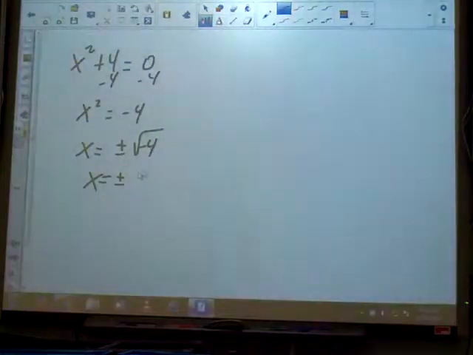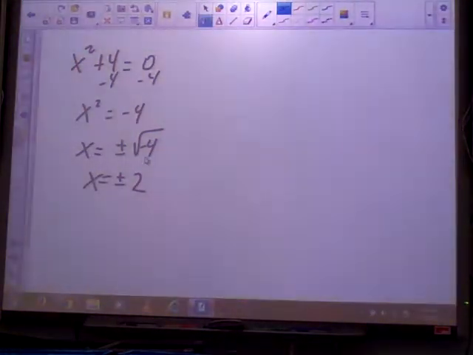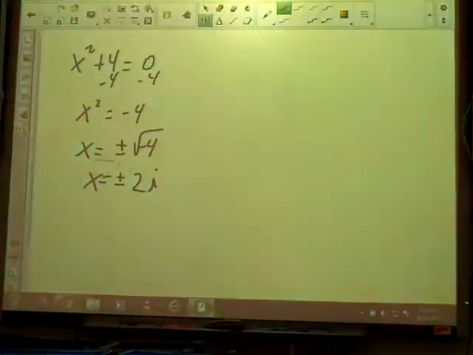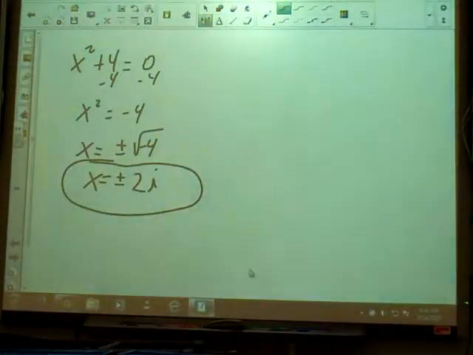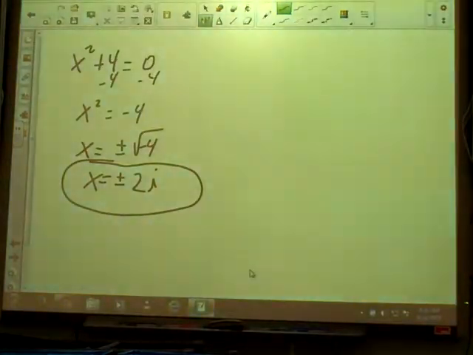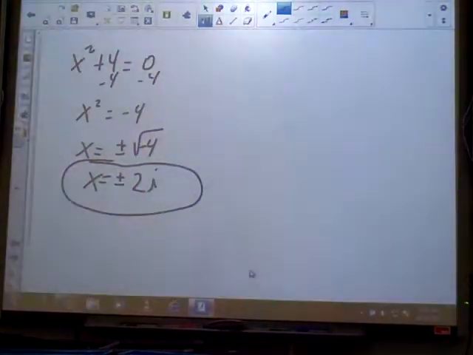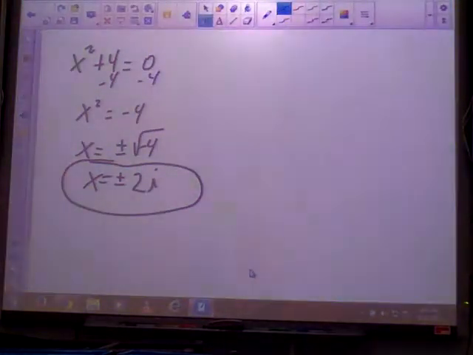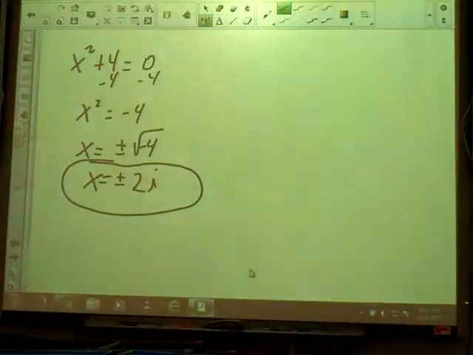Okay, square root of 4 is 2. But we got a negative underneath there. i. 2i, that's it. Yeah. Good, man. So that's all we had to do. We've only had one or two that were negatives underneath there. Just keep doing it. I think negative square root is better than positive. Okay. Alright, let's look at another one.